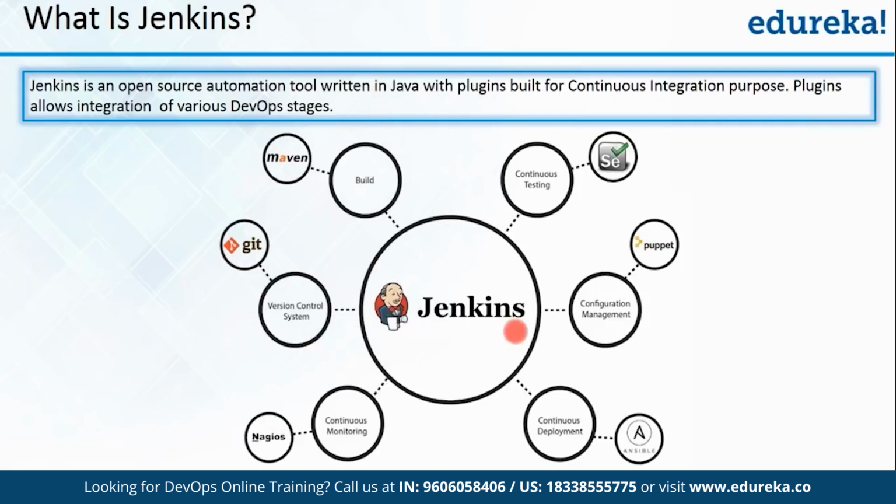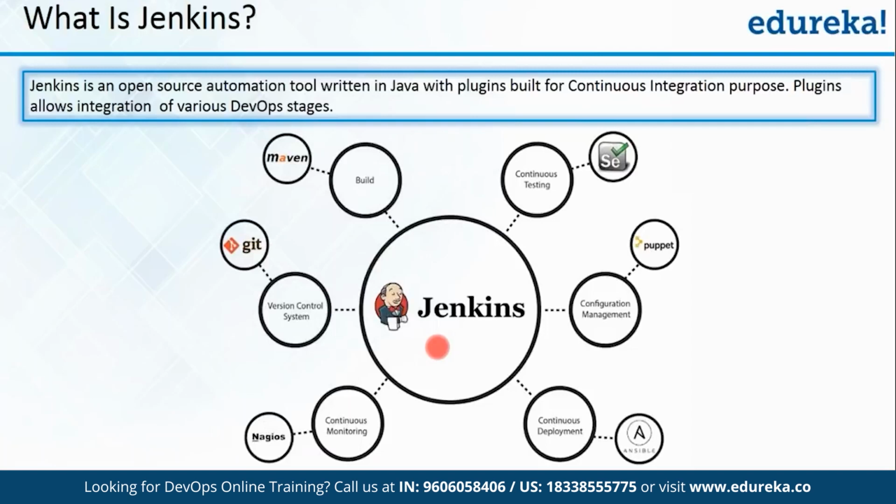So as you can see from the diagram itself, it is supporting various development, deployment, testing technologies. For example, Git, Maven, Selenium, Puppet, Ansible, Nagios. Alright. So if you want to integrate a particular tool, you need to make sure that the plugin for that tool is installed in your Jenkins.